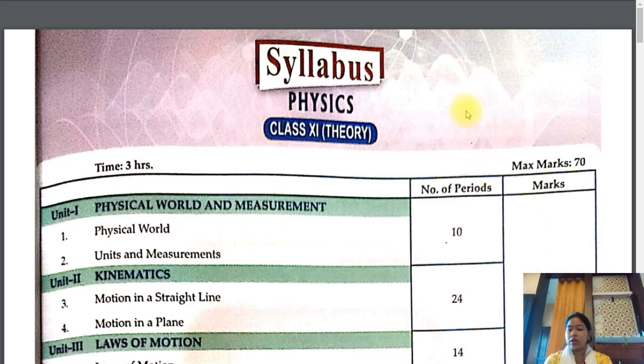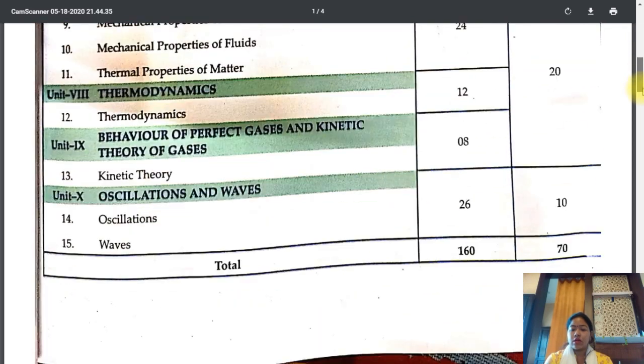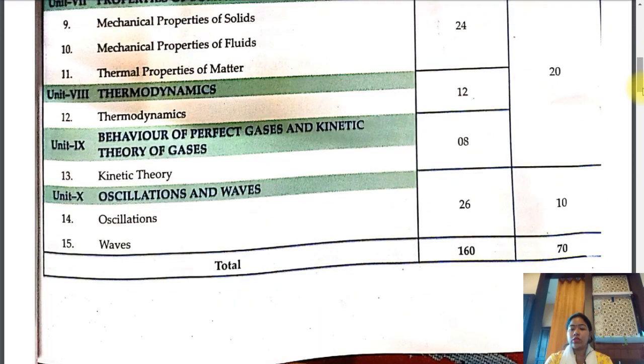Children, here I am sharing the marks distribution according to the chapter. In total, the physics paper is of 100 marks, in which we have 70 marks of the theory portion and 30 marks of the practical. So you can go through the marks distribution according to the chapter.